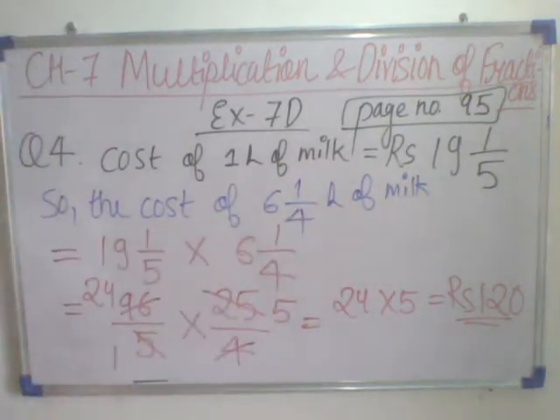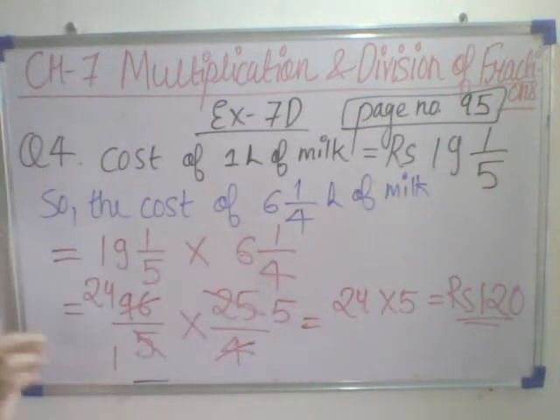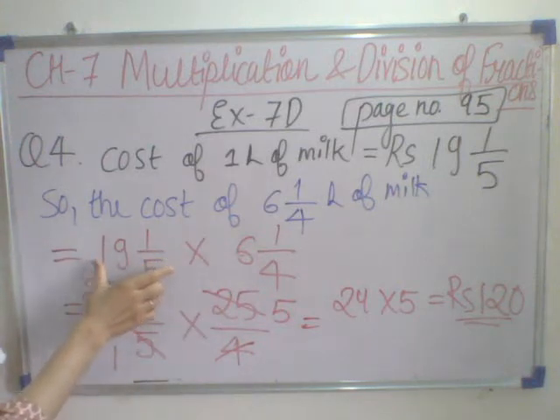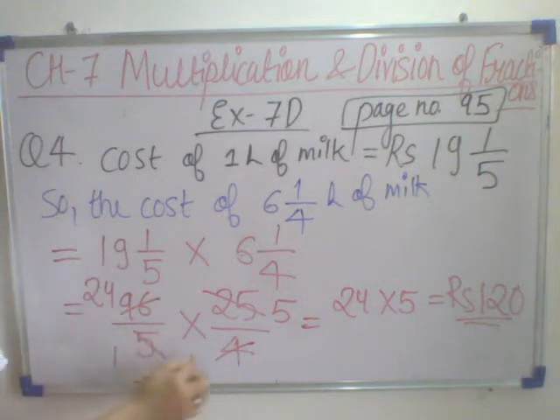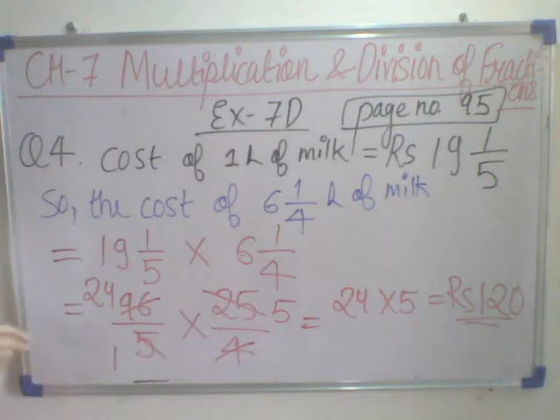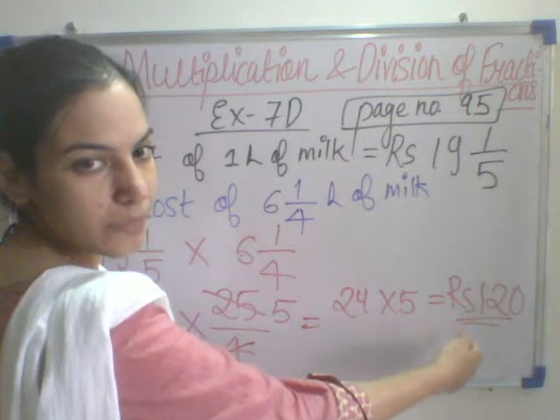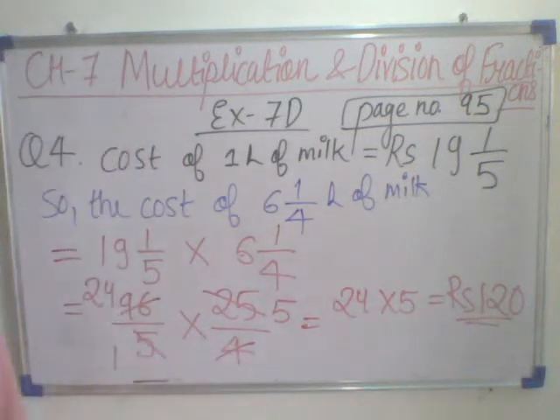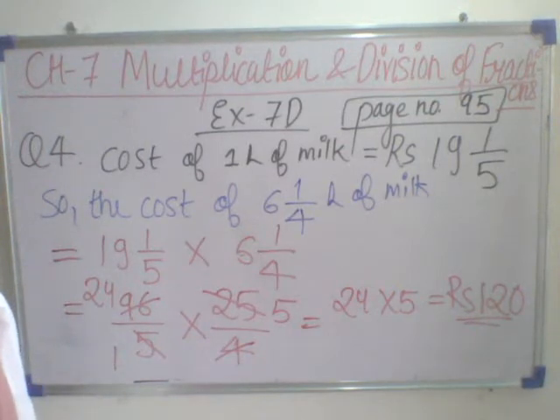So what we have to do? We have to multiply these two mixed numbers. Whenever we are multiplying mixed numbers, first of all we have to convert them into fractions. After converting into fractions, you can cancel both the numerator and denominator by a common factor. Then we will be getting the answer, that is rupees 120. Now let us do the next question, that is question number 5.